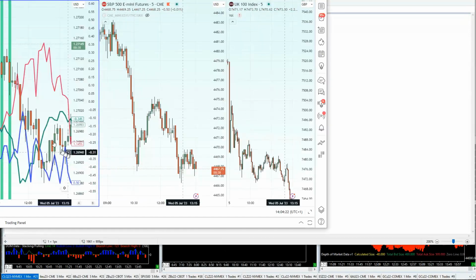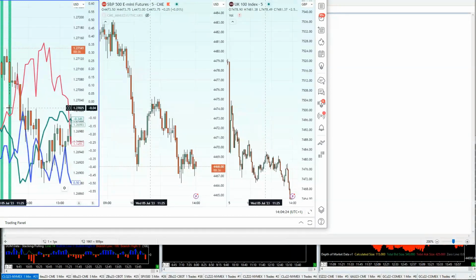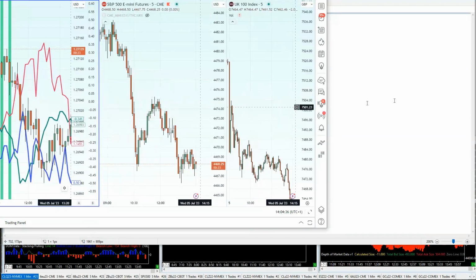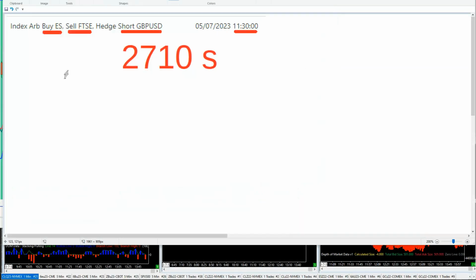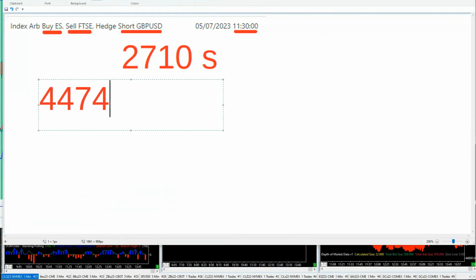Okay, so 11:30. So 11:30 just there. Again, you'll be able to see the price that was on the S&P at the time. So it's going to be that little S&P candle there. So there's the price on the S&P. We'll call it 44.74. S&P 44.74 for a buy trade.